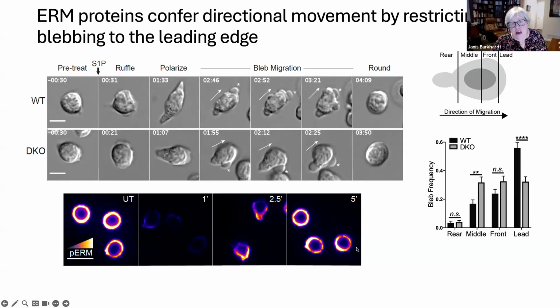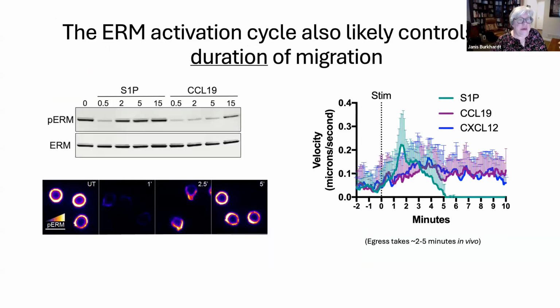And then finally, by 5 minutes, when this response is all over, the ERM proteins are back on just like they were at the beginning, and the cell can't move any longer. So we think that these ERM proteins control the polarity of the response, but they also are responsible for this short-lived duration of the response. Now, exactly why they come back on faster in S1P treated cells versus CCL19 treated cells is something that we're still working on.